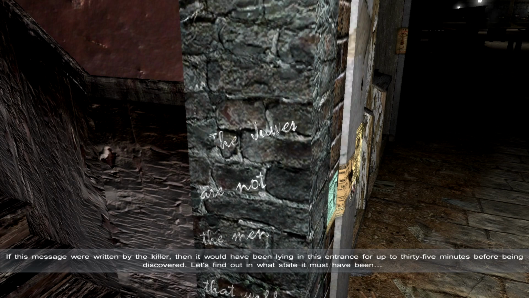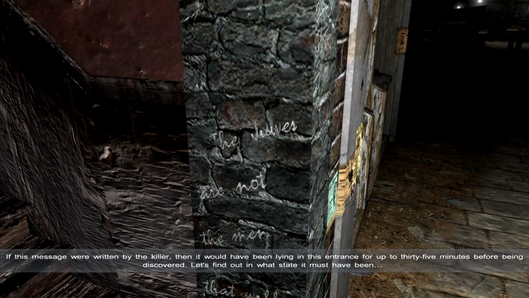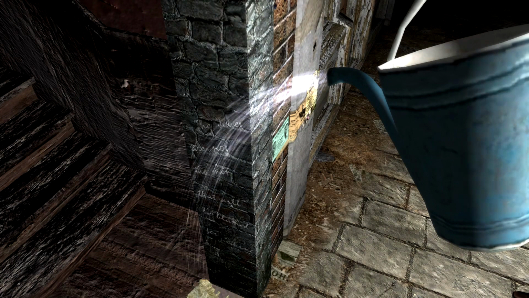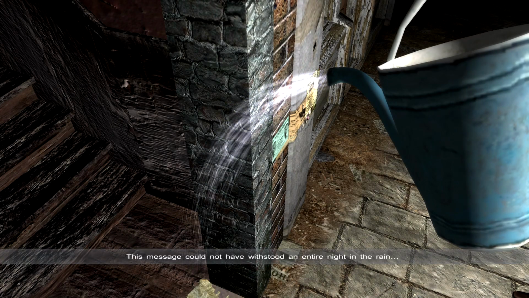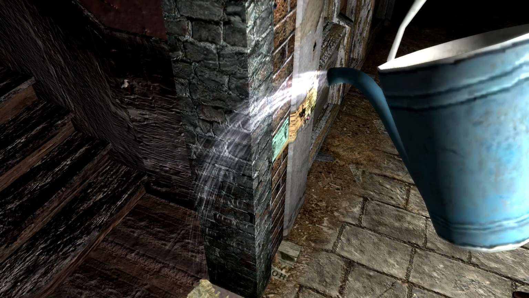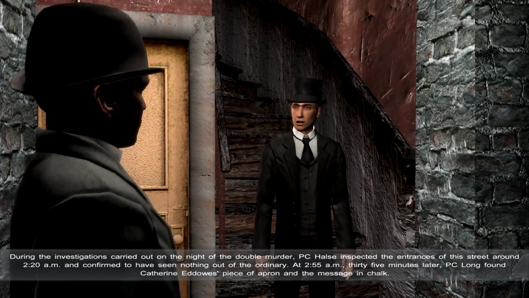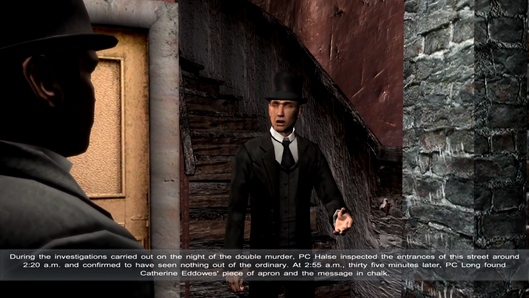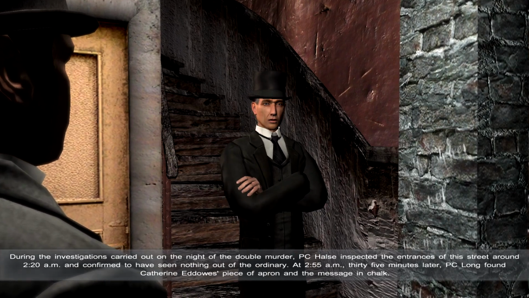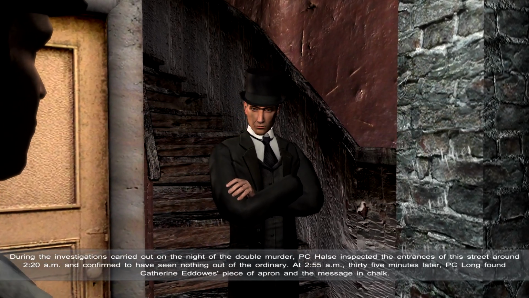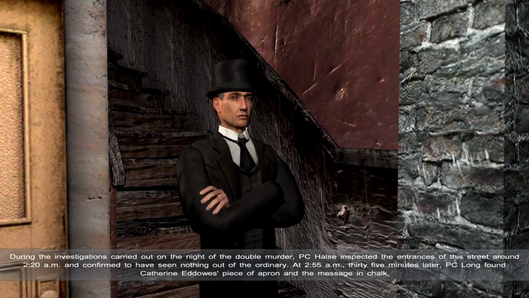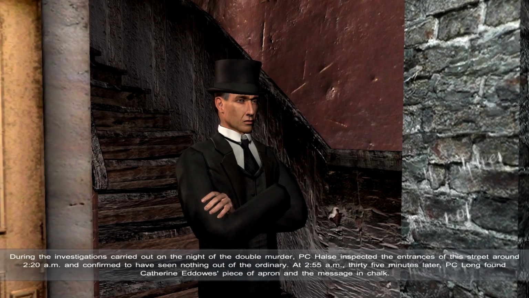If this message were written by the killer, then it would have been lying in this entrance for up to 35 minutes before being discovered. Let's find out in what state it must have been. This message could not have withstood an entire night in the rain. During the investigations carried out on the night of the double murder, PC Hulse inspected the entrances of this street around 2:20 a.m. and confirmed to have seen nothing out of the ordinary. At 2:55 a.m., 35 minutes later, PC Long found Catherine Eddowes' piece of apron and the message in chalk.